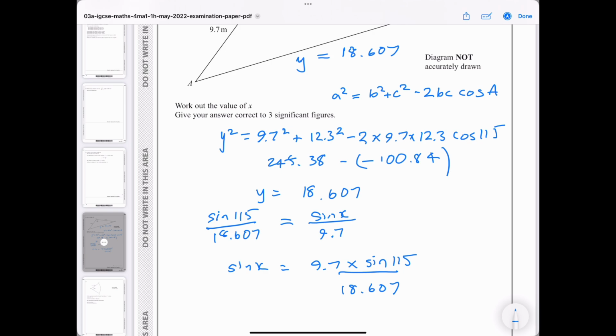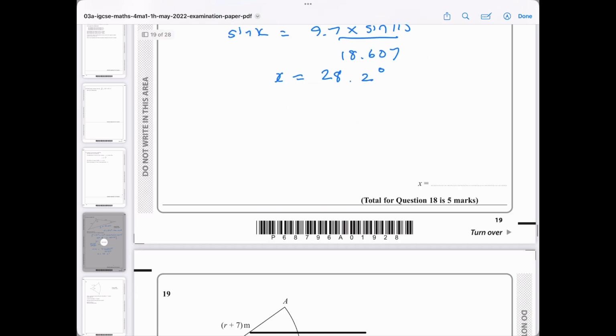So let's do this: 9.7 times sine 115 divided by the answer. I think that works. Equals 0.4724. So now we just do the inverse of sine with the answer. Let's hope we get a sensible number, 28. So x equals 28.2 degrees to 3 significant figures. There we go.